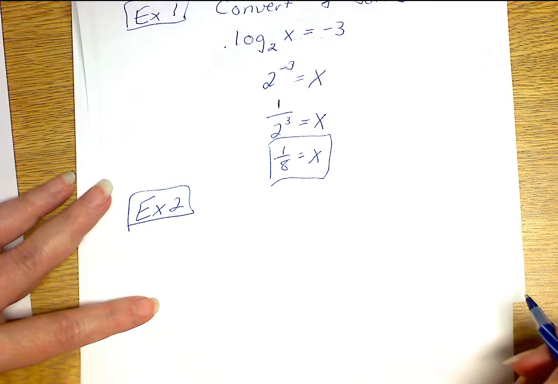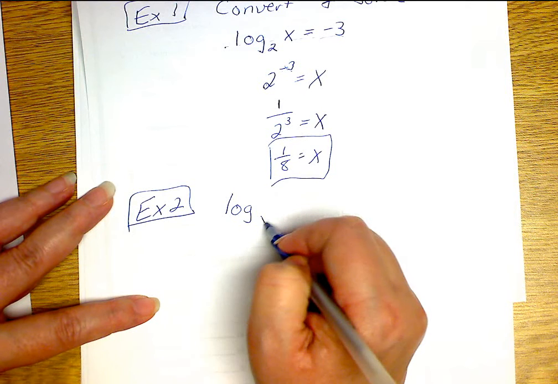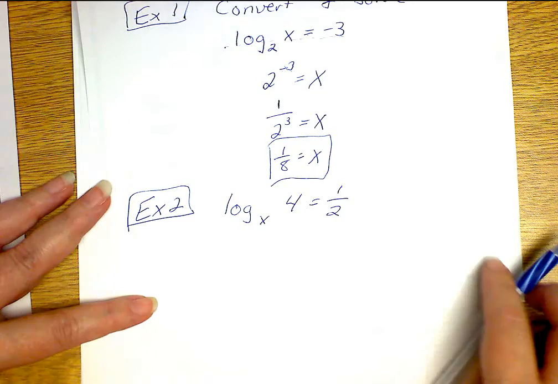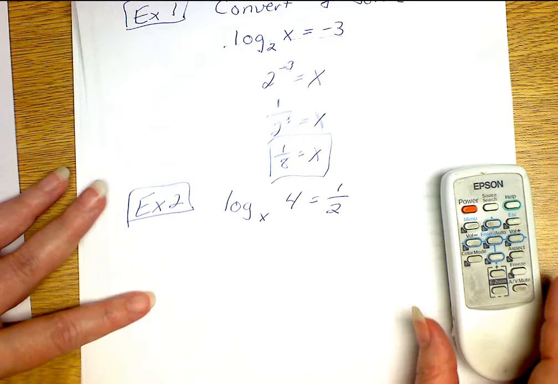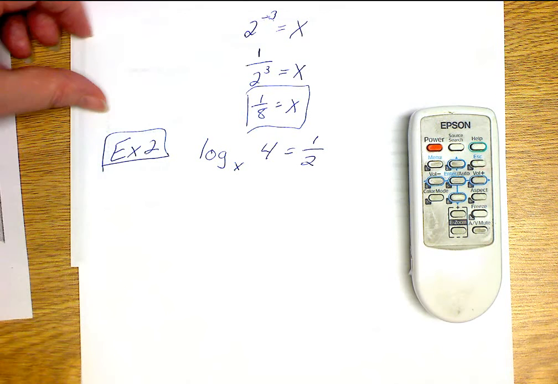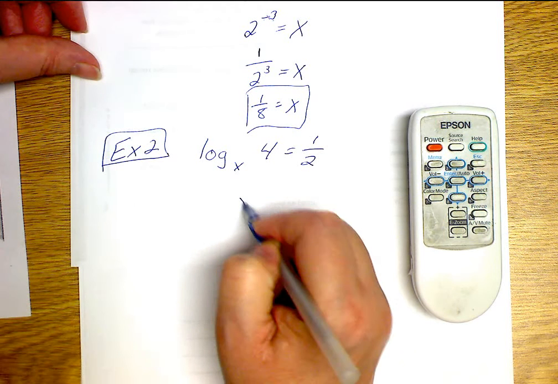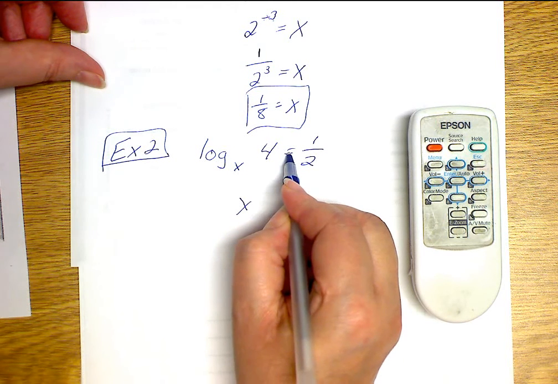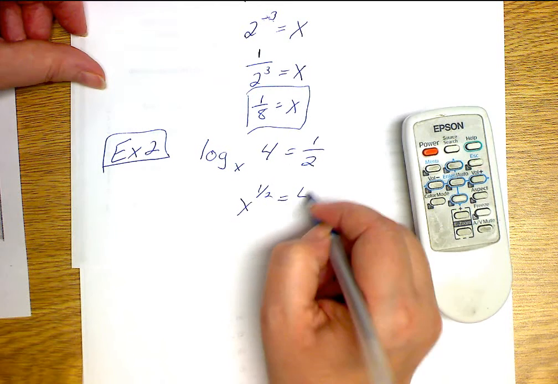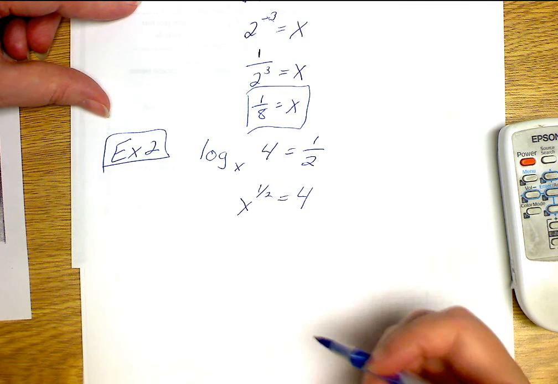Example 2, we have log base x of 4 is equal to 1/2. I want you to take a moment and throw that in exponential form. My base is x. Logs are exponents, so this is my exponent, and my answer is 4. So I have x to the 1/2 is equal to 4.